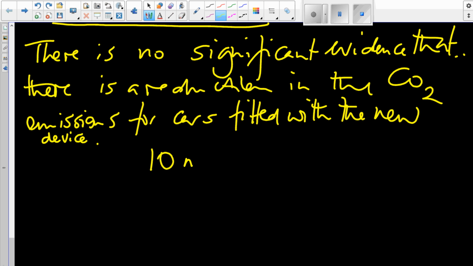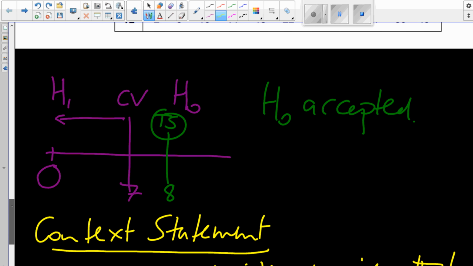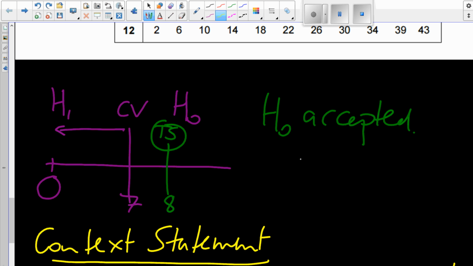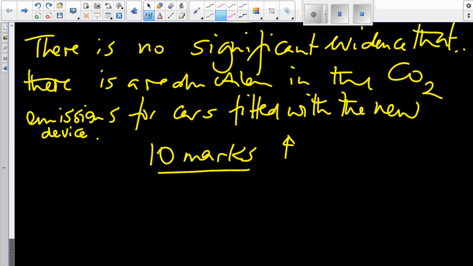Sorry, there's one thing I want to add into the model answer. Up here, you need to write that TS is greater than CV, hence H0 accepted.